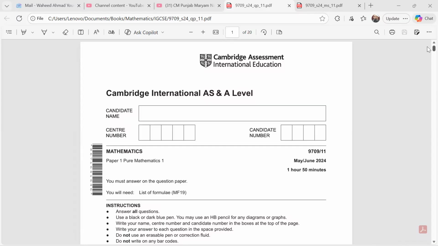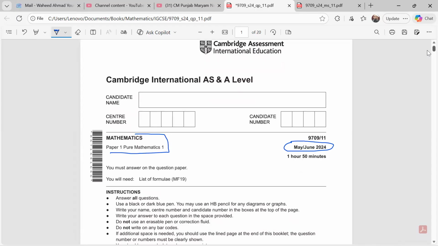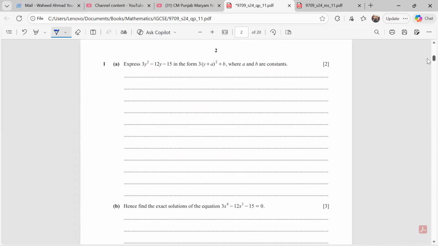We will be solving this previous exam. It is from May 2024, and it is mathematics, pure math. Okay, so let us start. Question number 1. Okay, it's not that difficult at all.